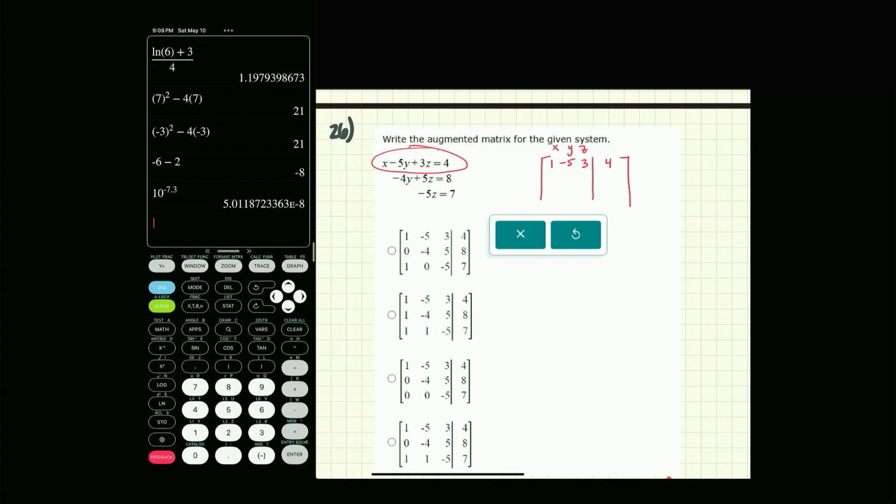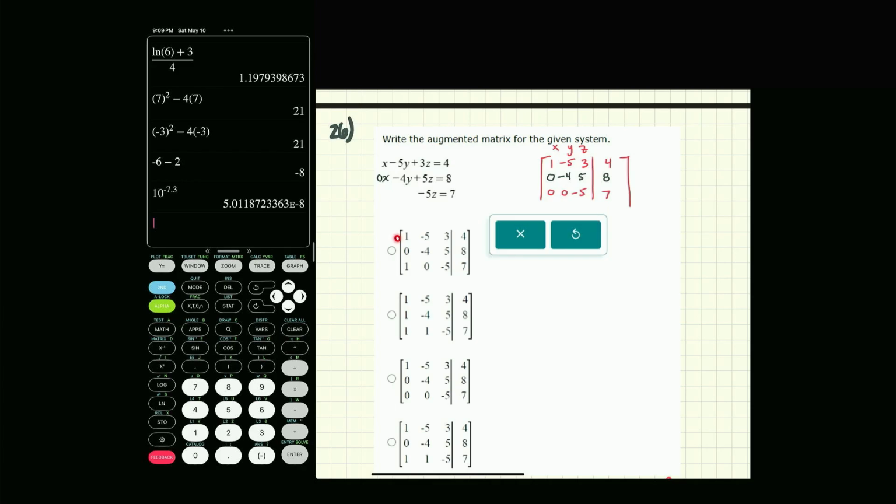In the second equation, there is no x, so I can think of that as being 0x, has a negative 4 for y and a 5 for z, and then an answer of 8. And then in the last equation, there's not an x or a y. So I can think of those as both being zeros. There's a negative 5 for z. And then the answer is 7. So I'm just, again, very carefully making sure I don't mess up any signs, looking for the answer choice that matches this.